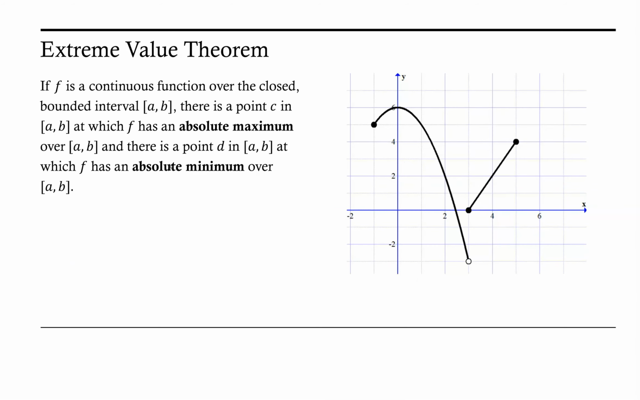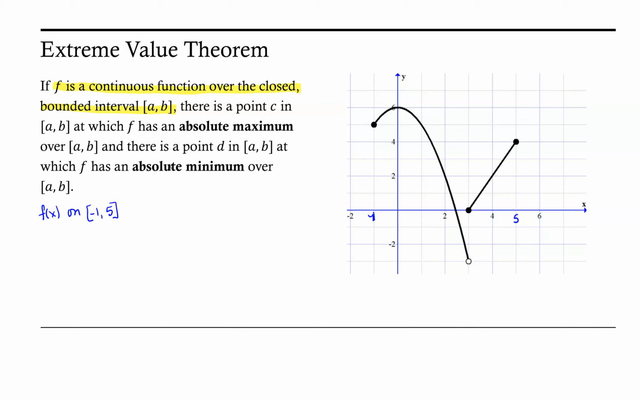Now let's take a look at one more example. Now notice that in the extreme value theorem, the hypothesis is that we have a continuous function over a closed bounded interval. Now, from our graph, we can see that we have a function that is defined from -1 up through 5. So we could have a closed bounded interval. We could say we're interested in f of x on the interval from -1 to 5.